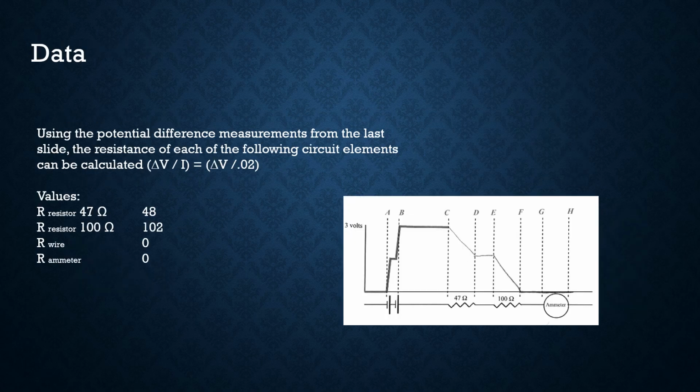Data: using the potential difference measurements, you can calculate the circuit elements using delta V divided by current. As you can see, the magnitude for the 47 ohm resistor was lower than the 100 ohm magnitude. And as you can see on the graph, or should have been better drawn, the 100 ohm should have a steeper slope than the 47 ohm.